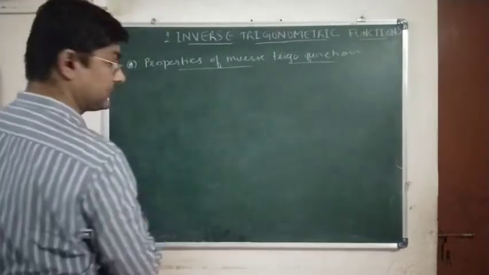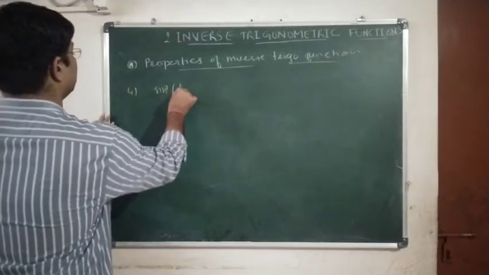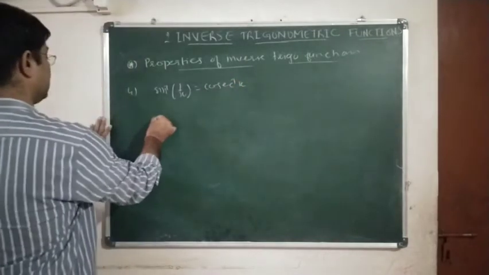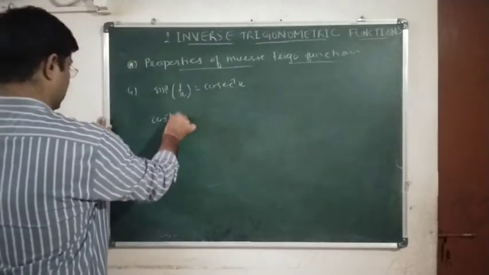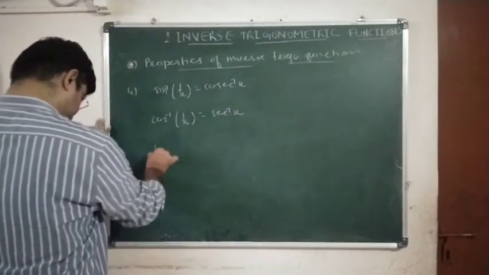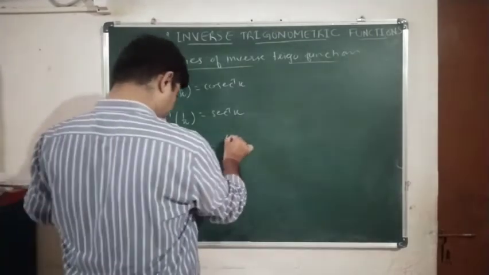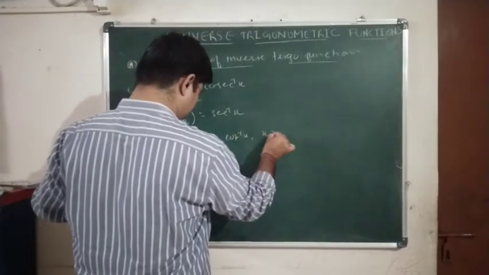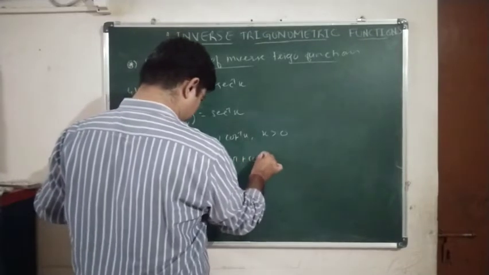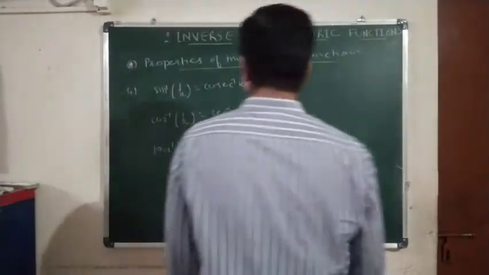Okay, now let us move to the next property, property number 4, that is sin inverse 1 upon x is equal to cosec inverse x. Next is cos inverse 1 upon x is equal to sec inverse x. Similarly, tan inverse 1 upon x is equal to cot inverse x if x is greater than 0, or minus pi plus cot inverse x for x less than 0.